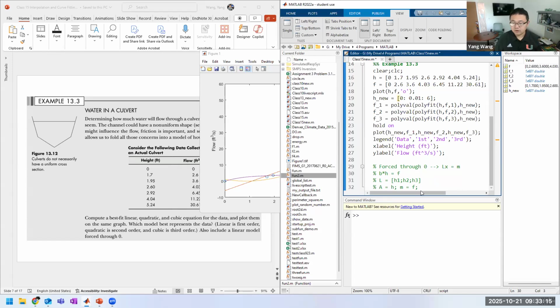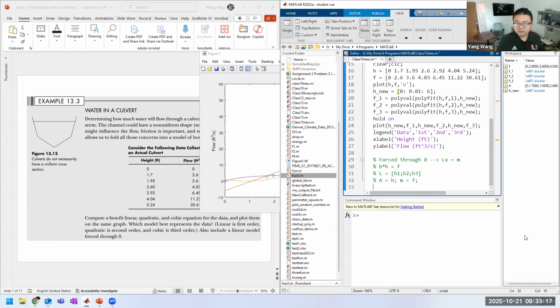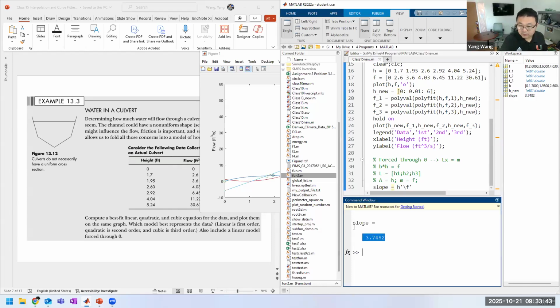This is an overdefined problem again, right? So then what you do is you get basically slope is going to be H prime, because we have to make it a vertical matrix first, right? Left division of F prime, right, which is a transpose. So now we can see the slope. So this is our slope.